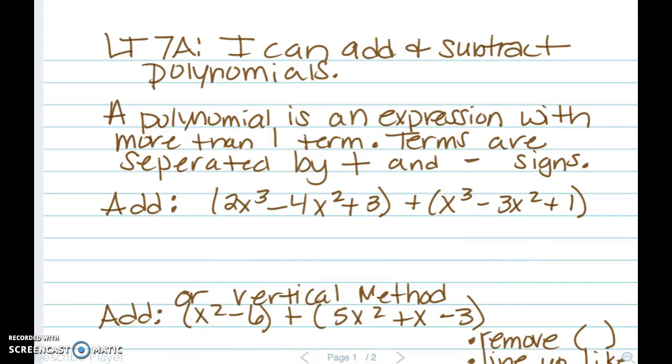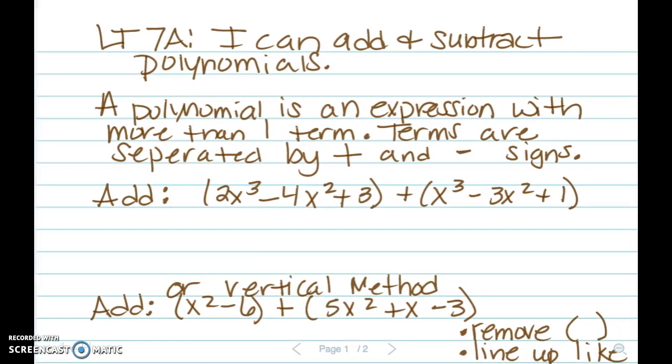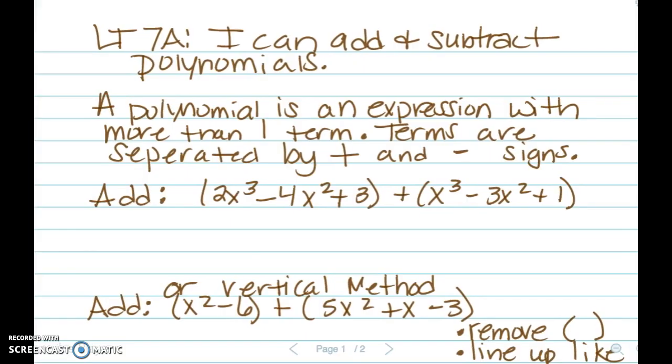Learning target 7a, I can add and subtract polynomials. A polynomial is an expression with more than one term. Terms are separated by plus and minus signs.